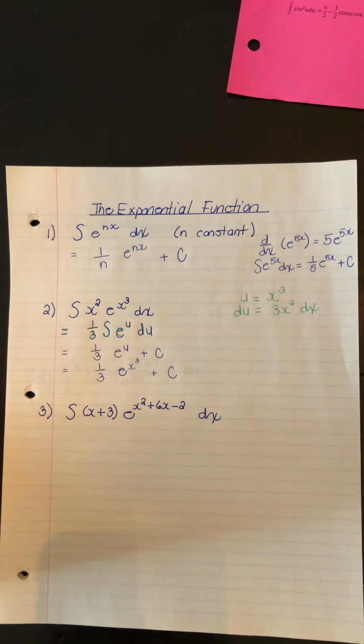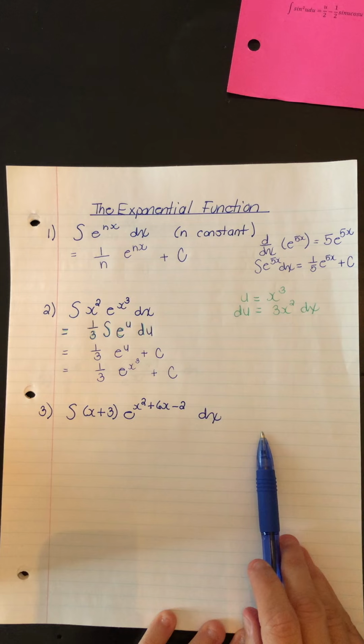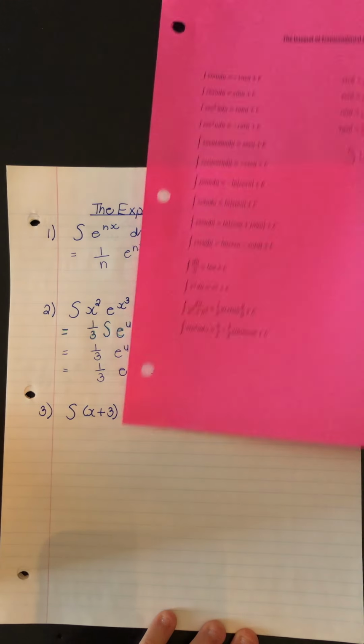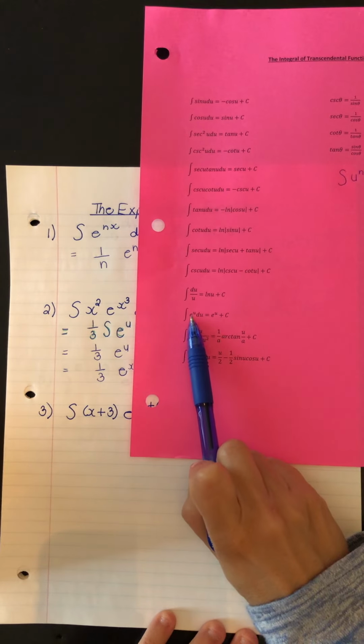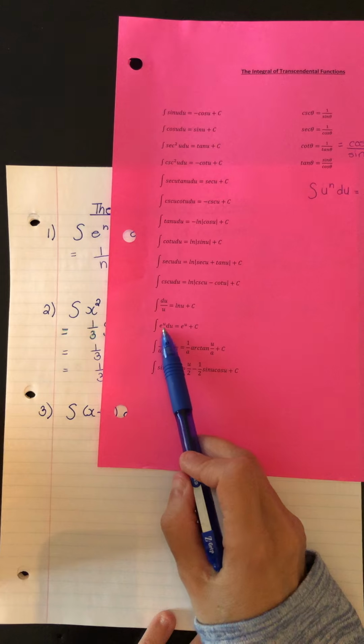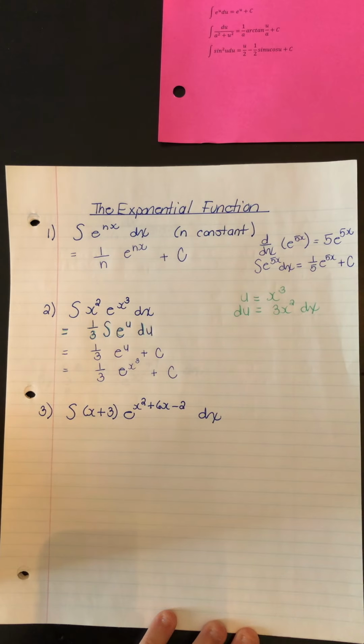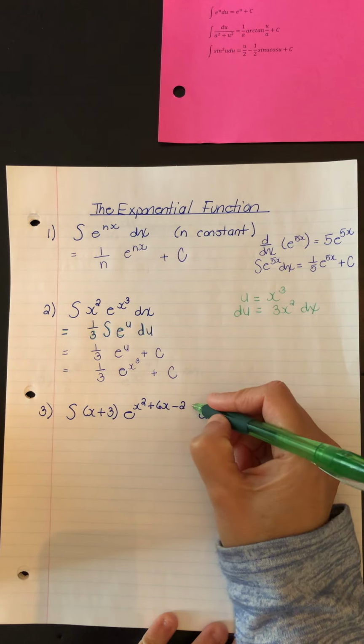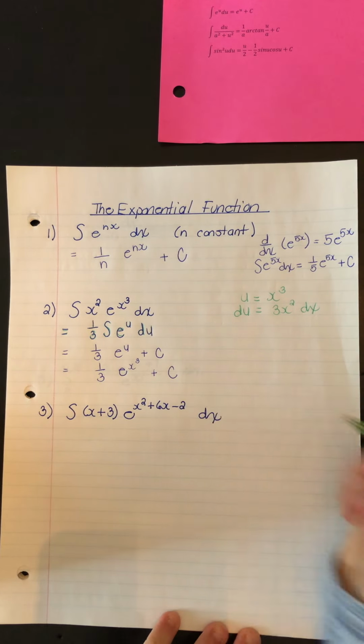All right, we'll try number 3. So again, it looks very complicated, but remember, the form we're hoping to use is this, e to the u. So we're hoping to make this some multiple, perhaps, of the integral of e to the u du. So how do we begin? We take the exponent and we set that equal to u. So u is x squared plus 6x minus 2.